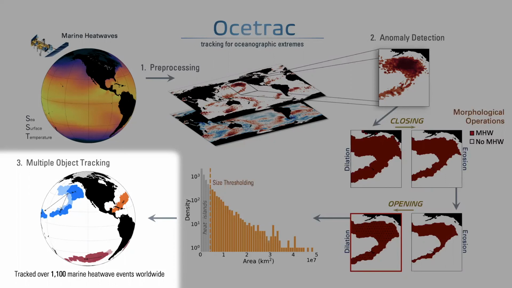The unique thing about Oceanography is that it allows marine heat waves to split and merge back together. And this is possible because we run Oceanography both forward and backwards. And so it's able to remember what objects belong to the event from where they touched in the past. So this is a really unique way of following the same marine heat wave around the globe. After doing this, we now have over 1,100 marine heat wave events worldwide. And a single marine heat wave event can be comprised of multiple objects.